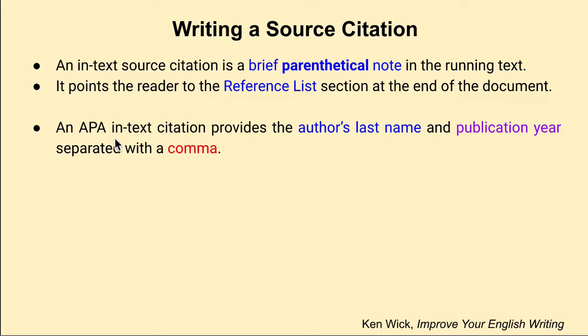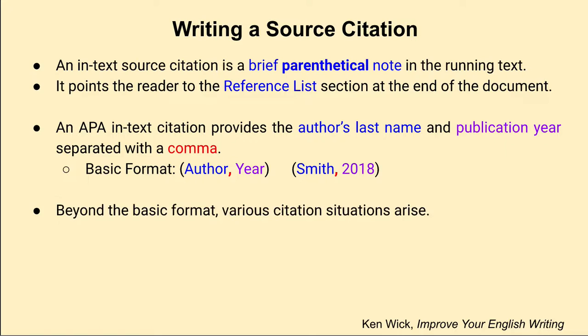And the APA styled in-text source citation provides the author's last name and publication year within parentheses, and that information is separated with a comma. So here's the basic format for an APA styled in-text source citation: parentheses, author, comma, year. For example, if Smith published a work in 2018, it would be parentheses, Smith, comma, 2018. That's the basic format.